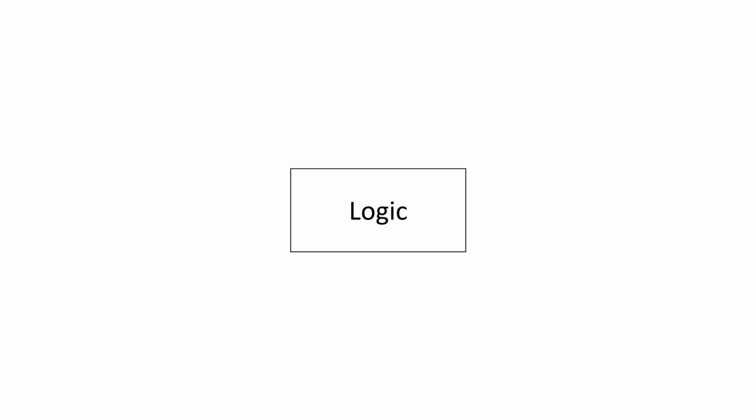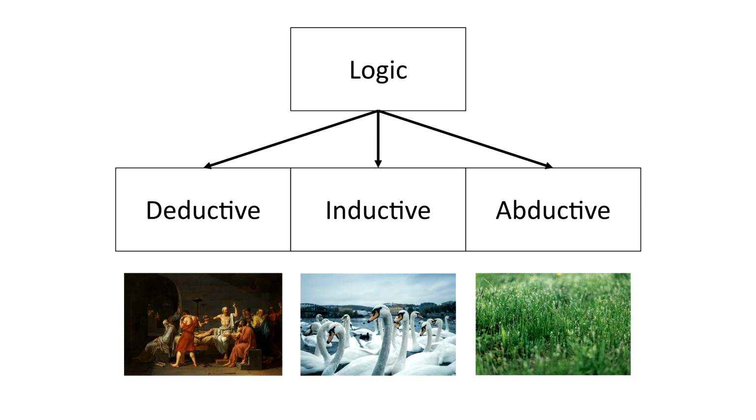In this brief video, we're going to introduce the topic of logic, which is one of the branches of the philosophy of science that were introduced in the first video. For those of you who have not watched that or need a reminder, what is logic? Well, logic is essentially how we form arguments, or how we draw inferences. It's how we reason. There are three main types of logic that we can employ: deductive, inductive, and abductive.